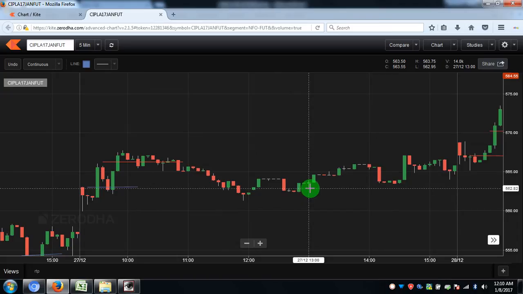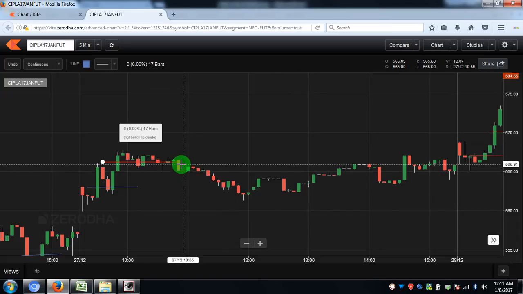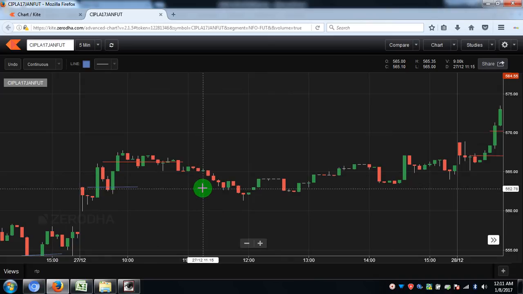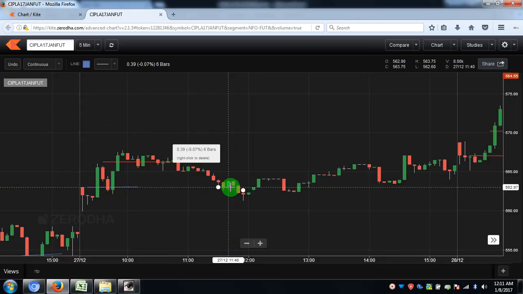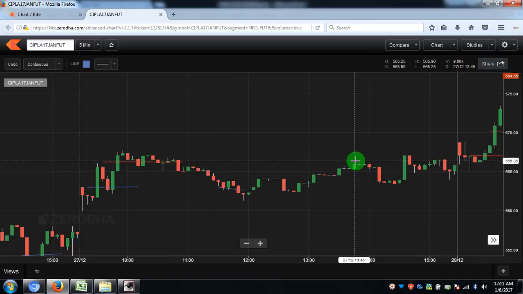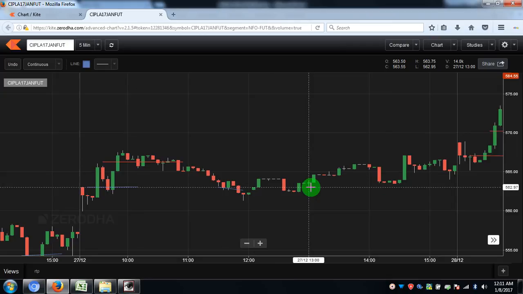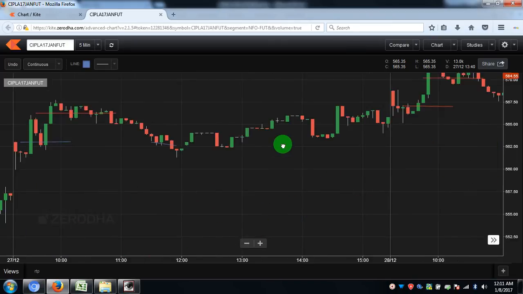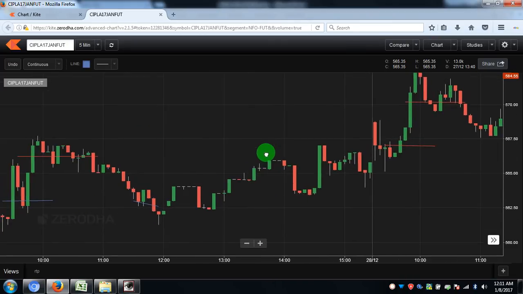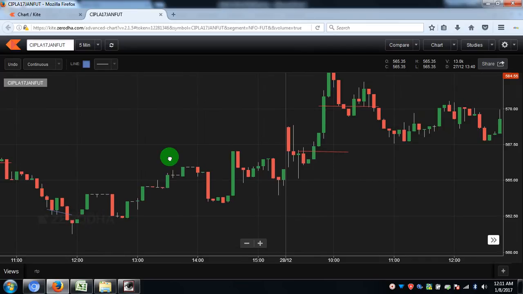Again, 2-3 times you can see this. After our buy was generated here, the target was done, and a second time it gave a chance at this level. Again a buy call was generated, and again the target was done somewhere here. So that day, the 27th, it gave two chances to buy and sell the stock in Cipla.